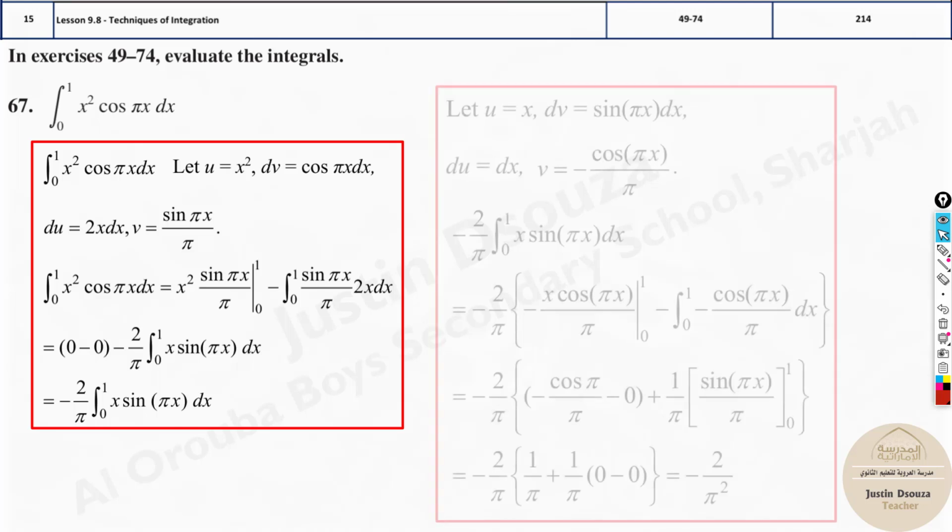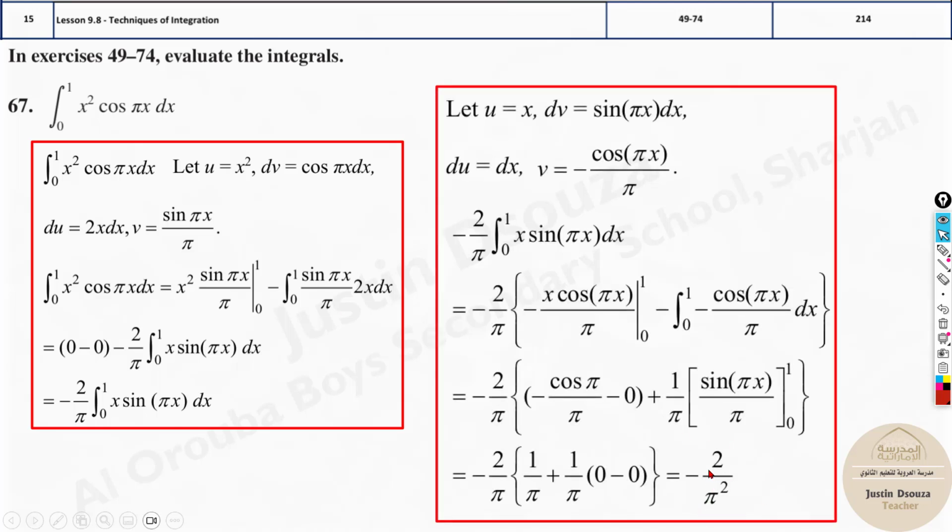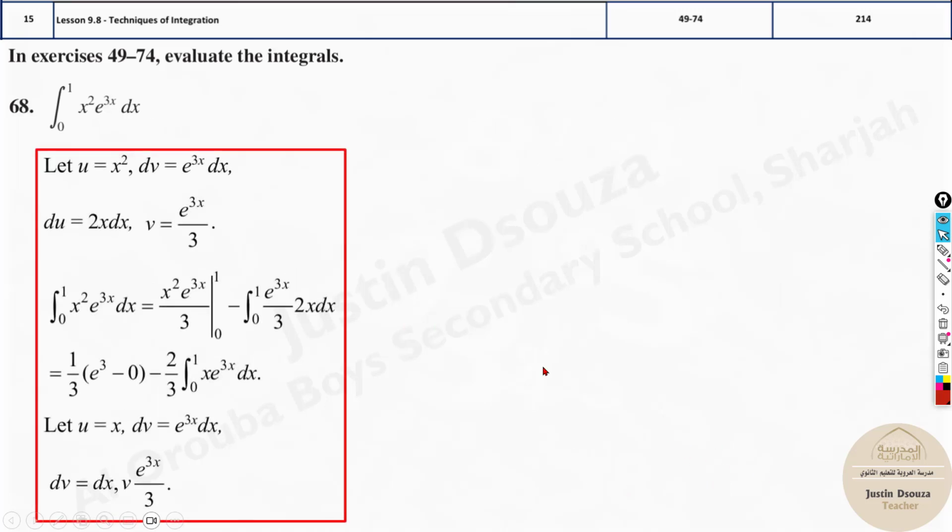Same way, please do try the other problems by yourselves. All the answers are mentioned. Here in your calculator, you won't get this fraction form. You'll get decimals. So do check that.